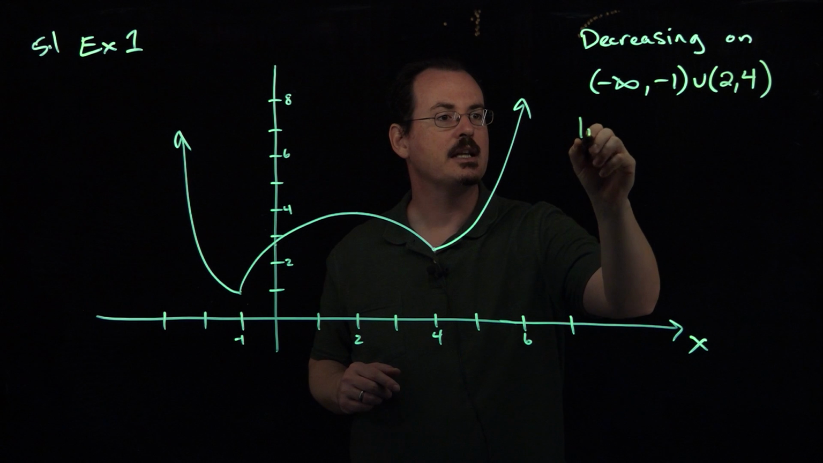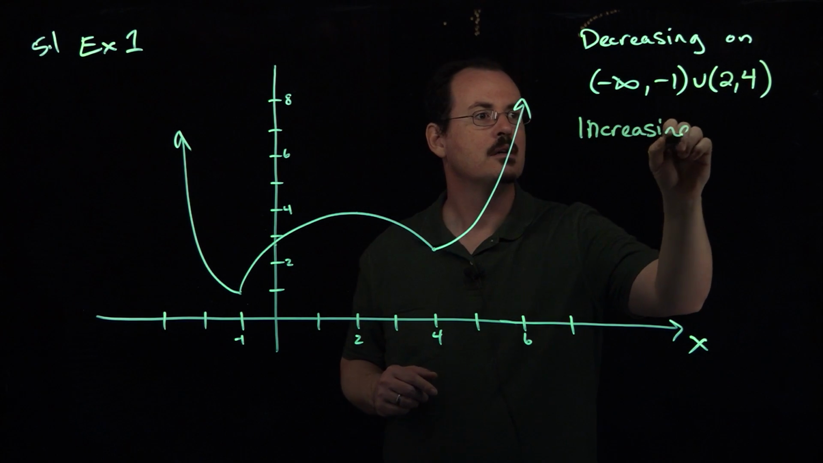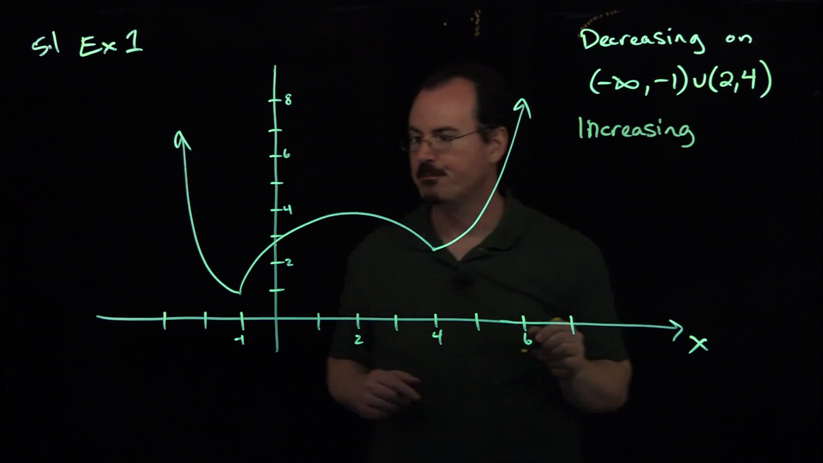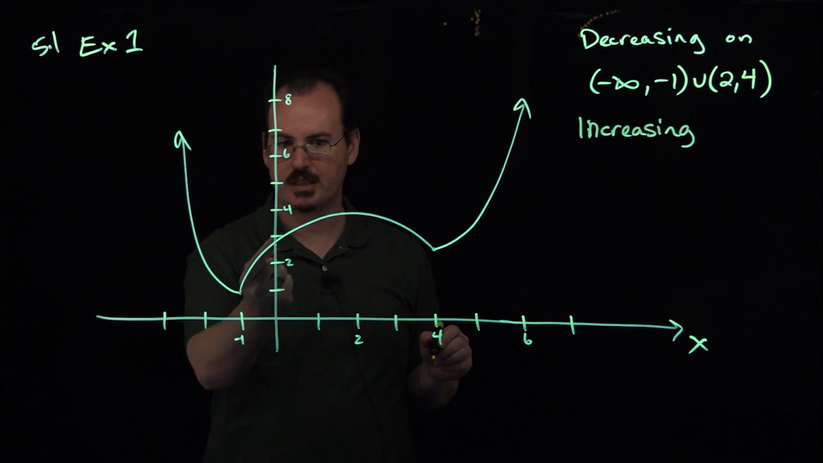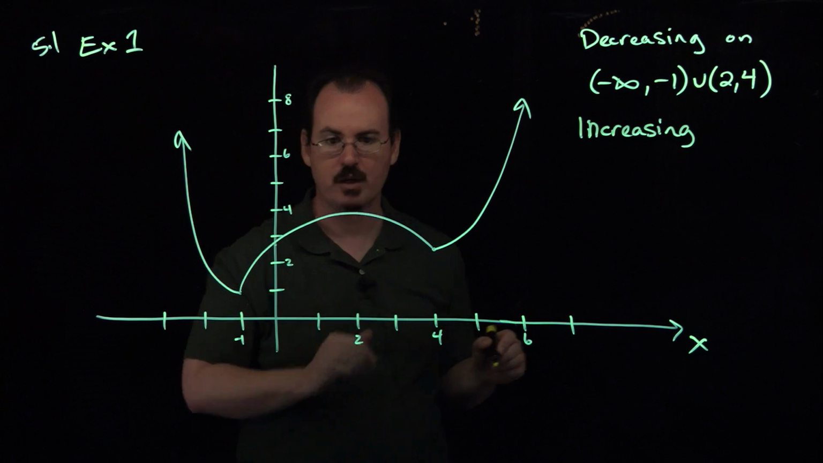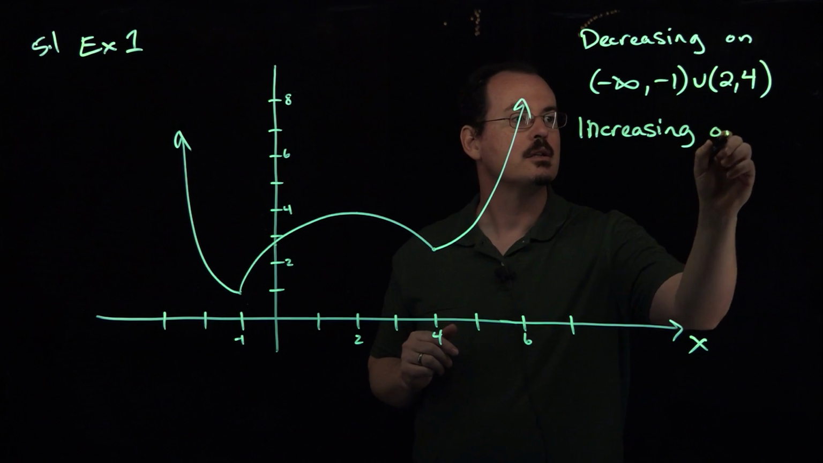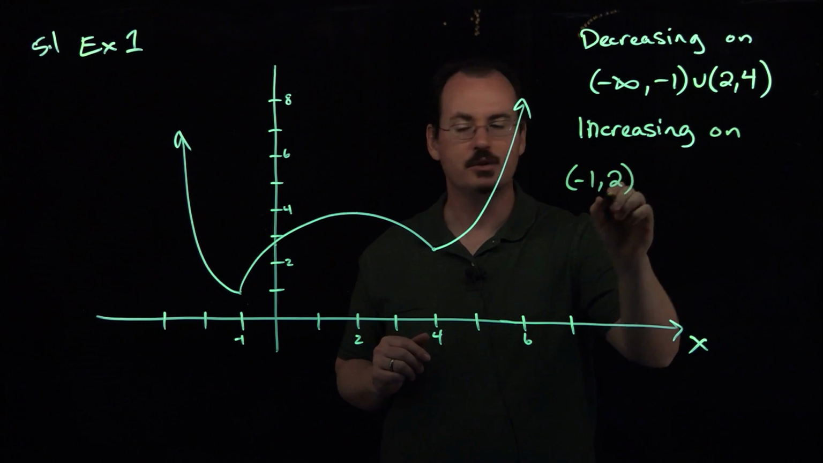Where is it increasing now? Again, we take a look at it and see that it was decreasing until we reached x equals -1. Then what happened? It started to increase until we reached 2. So it seems to be increasing from -1 up to 2. So -1 up to 2.